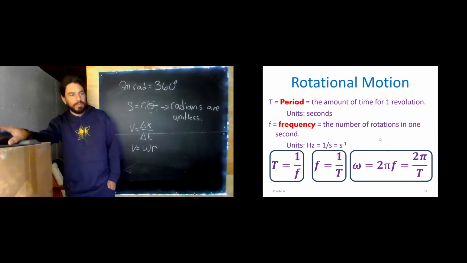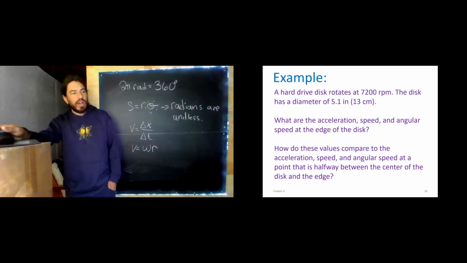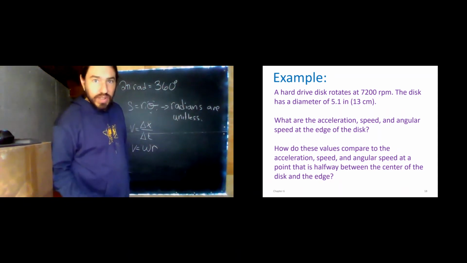Let's do a real quick example. A hard drive disk rotates at 7,200 RPM. The disk has a diameter of 13 centimeters. What are the acceleration, speed, and angular speed at the edge of the disk? And how do these values compare to the acceleration, speed, and angular speed at a point that is halfway between the center and the edge of the disk?